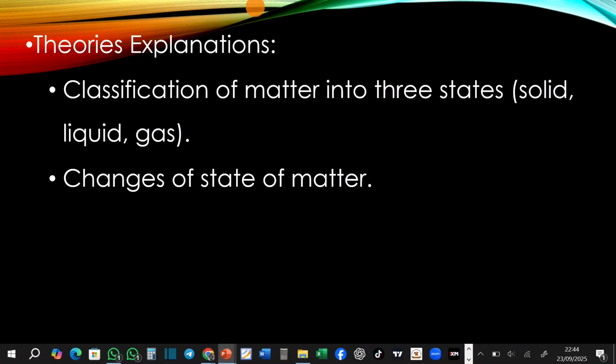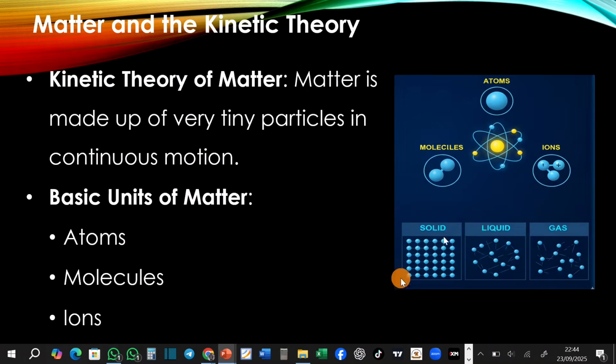So, when I say theories, explanation, I mean what else does the kinetic theory help us to explain or understand? Now, the kinetic theory helps us in understanding classification of matter into three states. Matter, as we know it, is classified into how many states? Three states, which are what? We have solid, liquid, gas as well.